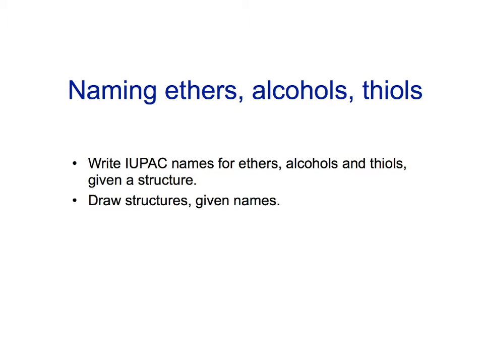In this highlight video, we're going to talk about naming ethers, alcohols, and thiols. After you watch this video, you should be able to write IUPAC names for these three functional groups given a structure, and be able to turn this around and draw a structure if you're given a name.